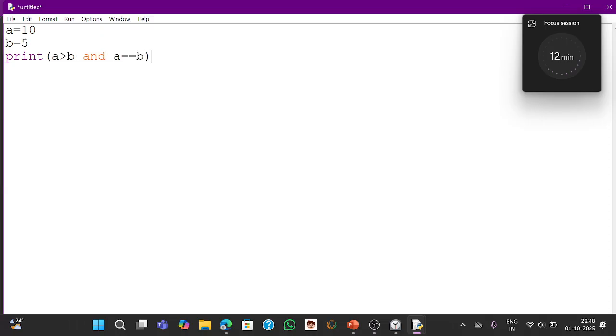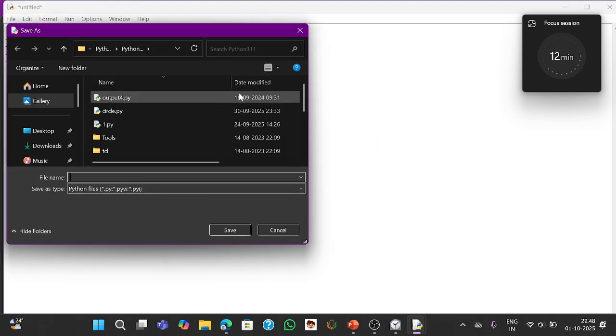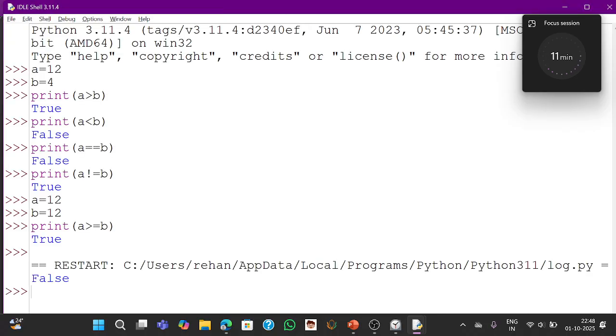Let's see. Now, first tell me, is A greater than B? True or false? Quickly answer me. True. Then, is A equal to B? No, it's false. Now you are getting a true here and a false here. Can you guess what will be the output of your print statement before I execute? Quickly answer me. Either it is true or false. Yes, can you get the answer? Let me save this. Okay, this is a logical operation. That's right, false.